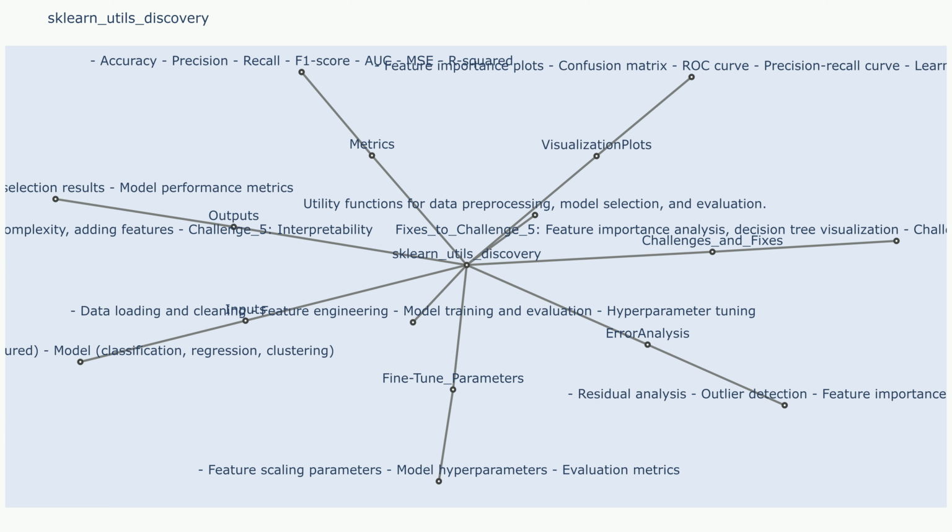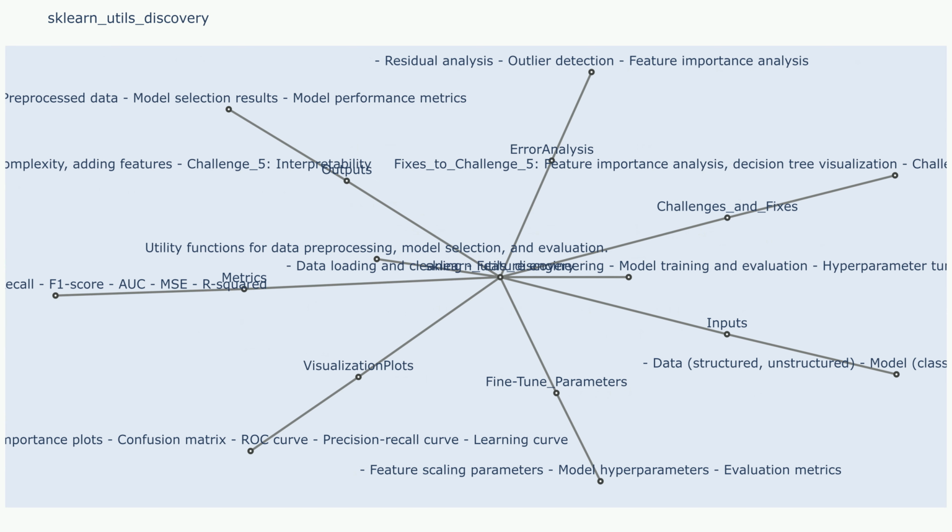Task: the specific machine learning task being addressed, such as classification, regression, clustering, or dimensionality reduction. Problem domain: understanding the specific context of the problem, including data characteristics, desired outcomes, and potential constraints. Outputs: selected utilities: a list of relevant sklearn utilities identified for the task, including data preprocessing techniques, model selection methods, evaluation metrics, and visualization tools.